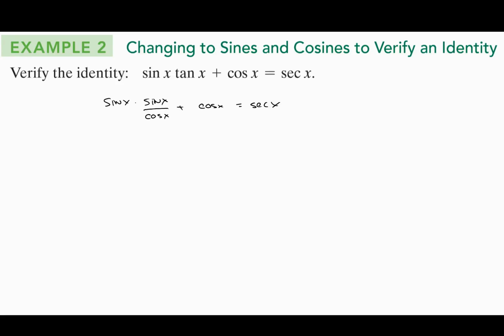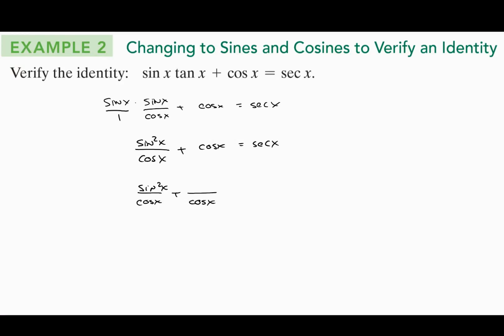Here we have two terms, and we're trying to show it's equal to one term. Probably we're going to have to put these two terms together. So that is the sine squared over the cosine plus a cosine. Well, I still have two terms. The way you put two fractions together is to make a common denominator. So my common denominator would be cosine. This doesn't change.